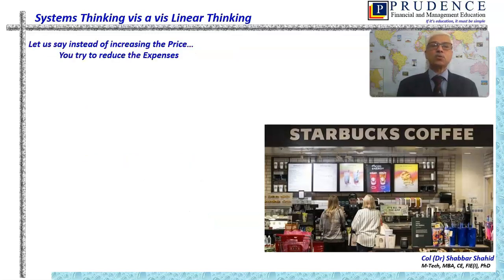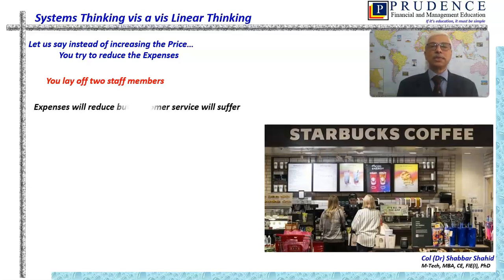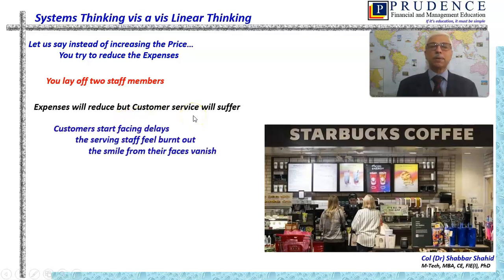Now let us say that you don't increase the price, you try to reduce the expenses. You had 4 staff, you have laid off 2 of them. You have reduced the staff. So what will happen? Probably, of course, the expenses will reduce because you have removed 2 staff. But then what will happen? The customers will start facing the delay. The customer service will suffer. The 2 staff who are left behind will feel burnt out.